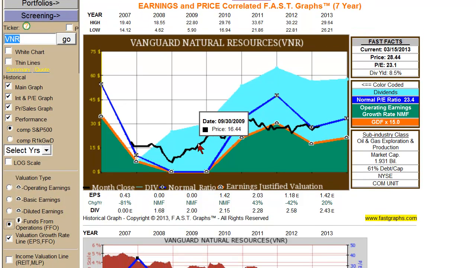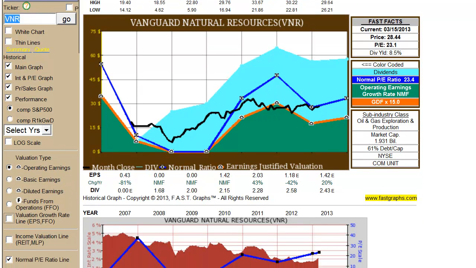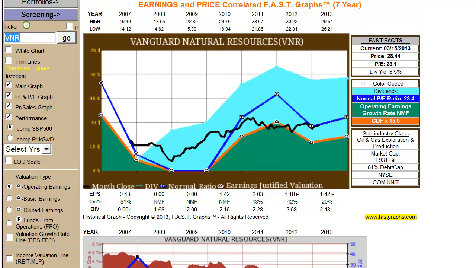But there's another opportunity that we had when we were looking at these kinds of graphs. When we were coming to MLPs and REITs prior to utilizing this funds from operations option, what we asked the subscriber to do was uncheck the valuation line, or the orange line, because it really didn't have any meaning. Unclick the normal PE ratio line, again, because although it was mathematically correct, it was really kind of a misleading metric. And let's look at the company from the perspective of price and dividends only.